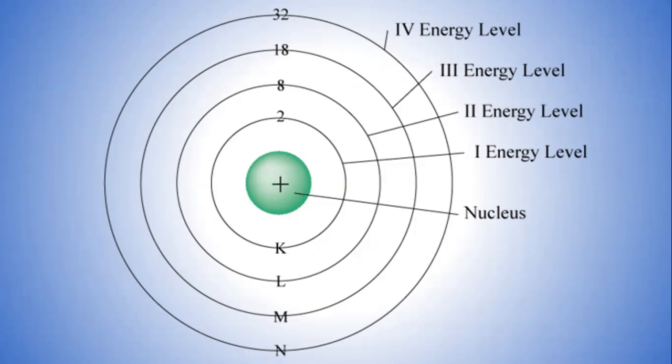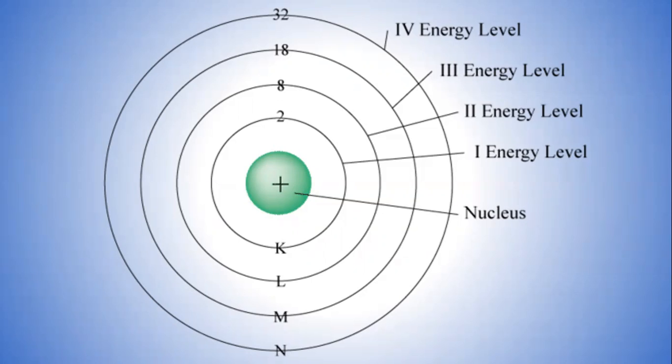How many electrons can a given energy level hold? Well, the maximum number of electrons possible for the first 4 energy levels are shown here. For example, energy level 1 can hold a maximum of 2 electrons. And energy level 2 can hold a maximum of 8 electrons.